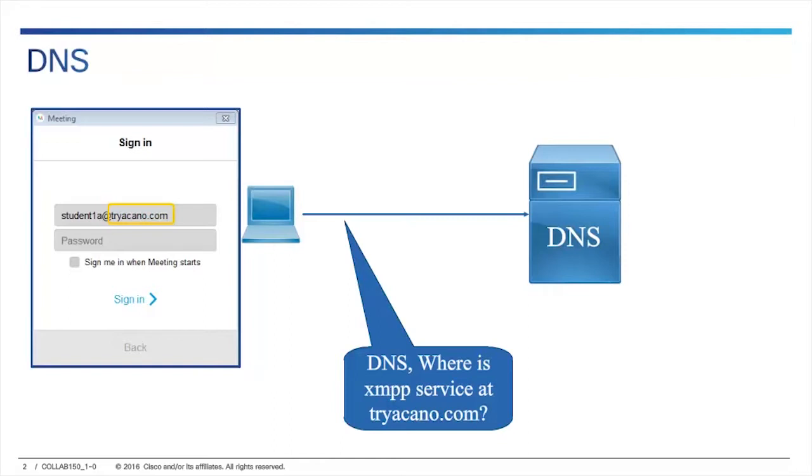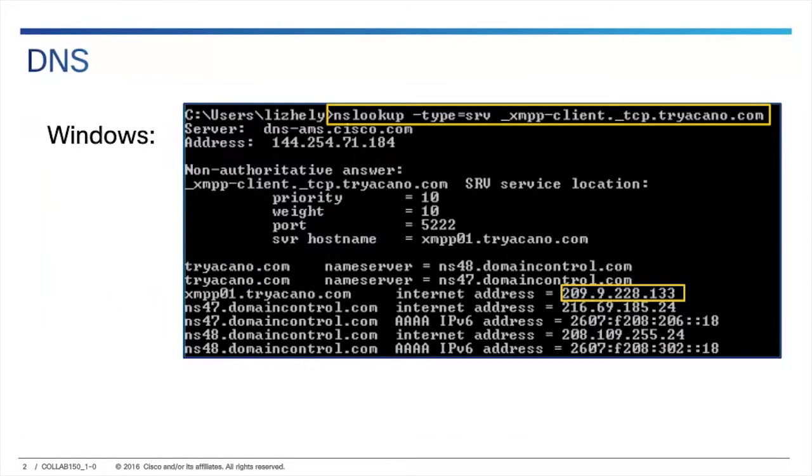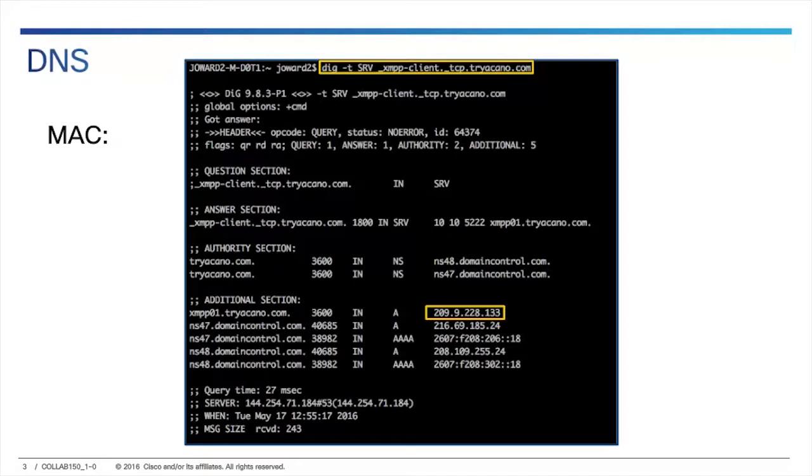Cisco Meeting Server uses DNS or Domain Name System to translate a name, such as triacano.com in this case, to an IP address. A message is sent by the app to the local DNS server asking for the IP address of the XMPP service at the company domain. The DNS server responds with the IP address of the Cisco Meeting server. If you do not think your DNS is working, you can use an NSLOOKUP command in Microsoft Windows to determine the DNS records that are being sent back from the DNS server. A dig command can be used in a Mac operating system to achieve the same result.